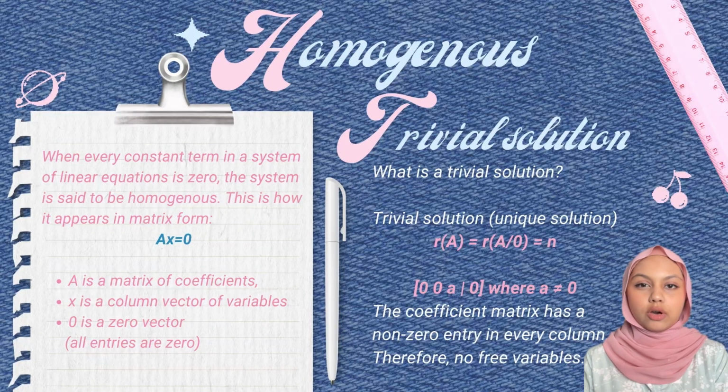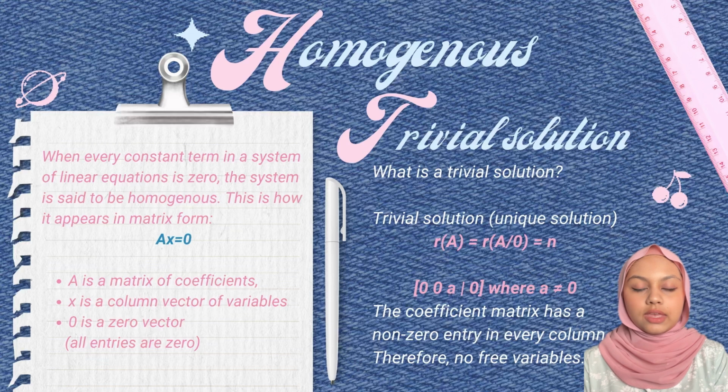I will be explaining about homogeneous systems. When every constant term in a system of linear equations is 0, the system is said to be homogeneous. This is how it appears in matrix form: Ax equals 0. A is a matrix of coefficients, x is a column vector of variables, and 0 is a zero vector in which all entries are 0.